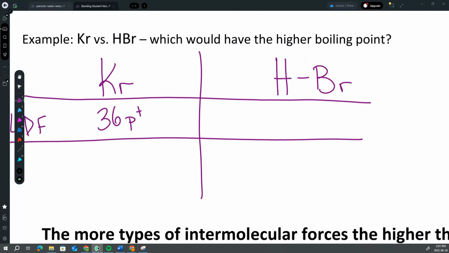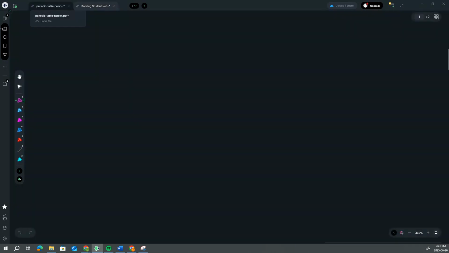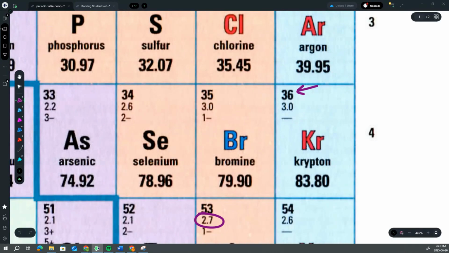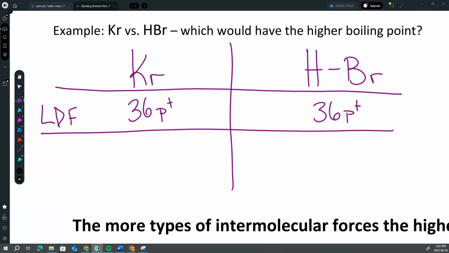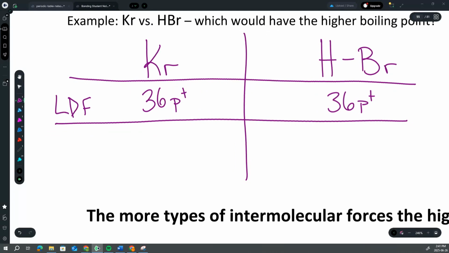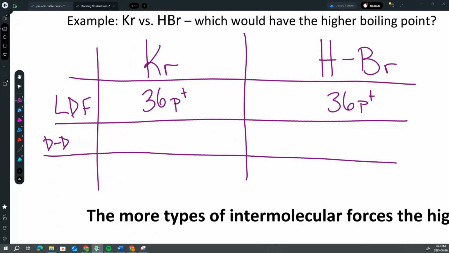Now, hydrogen, we know that has 1 proton, but how many does bromine have? Bromine has 35. Okay, so 1 plus 35 is going to give us 36 protons. Okay, so these are what you would call isoelectronic. They have the same amount of protons and electrons. So that doesn't really help us figure out which has the higher boiling point, so let's move on to the other forces. So we got dipole-dipole and hydrogen bonding.